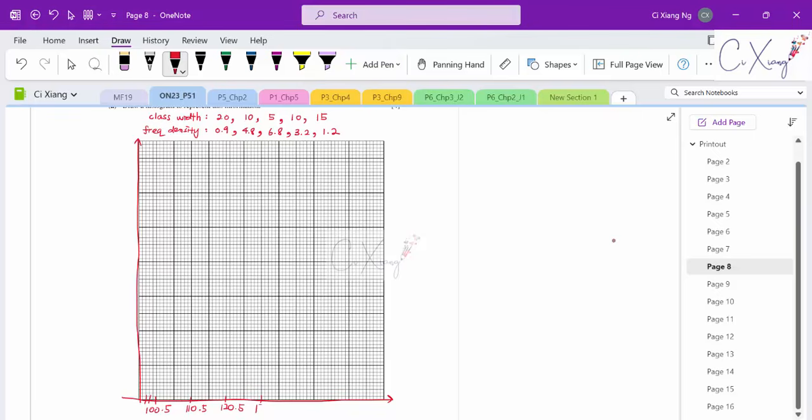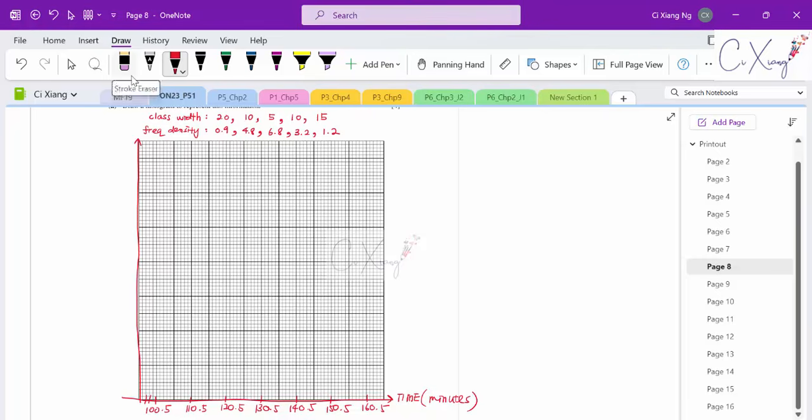So let's see whether it fits or not. Should be no problem to fit into the graph paper. Yeah, so I think it's just nice, 116.5, right? So our x-axis is actually time in minutes. So you can write the label for the x-axis: time in minutes.